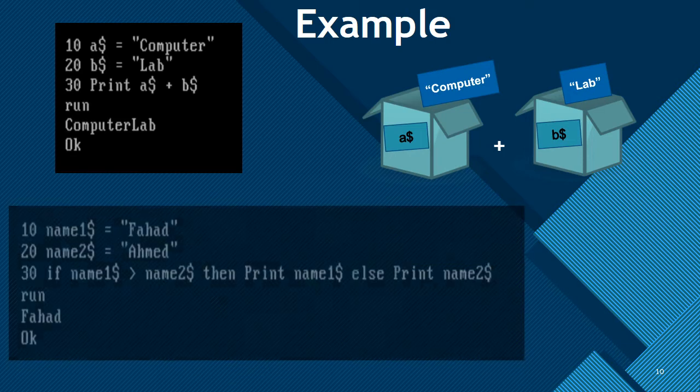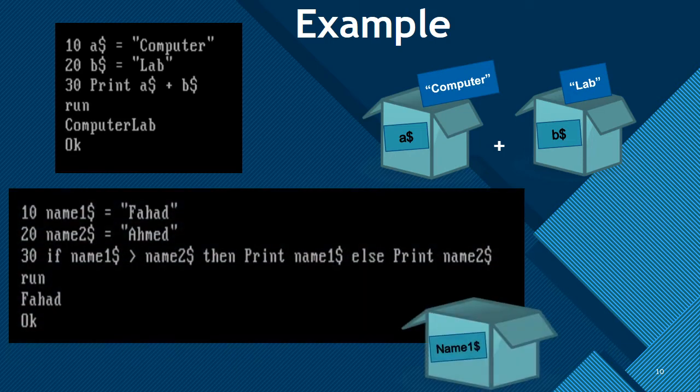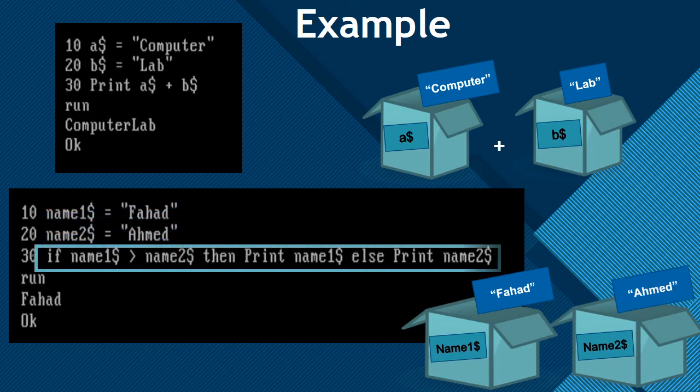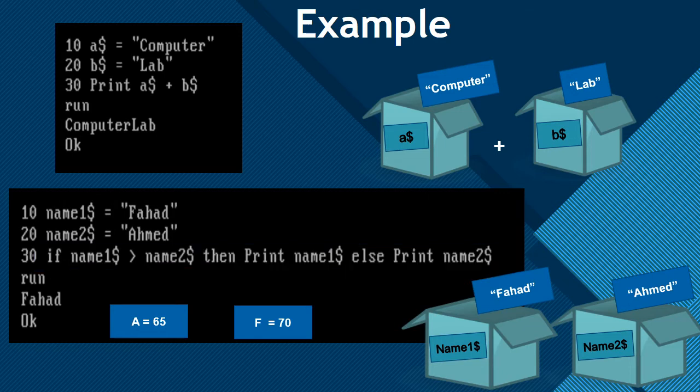The next example is comparison operation. For this, we are going to take a variable name 1 and store the name Fahad in it, and for name 2, we are going to store Ahmed in it. These both are strings, the names. And I have applied a condition to print the greater name. We cannot find which name is greater because these have the same number of letters. But remember one thing, every letter has an ASCII code and you have learned these ASCII codes in class 9. For capital A it is 65 and for capital F it is 70. It will check the first letters of each name and it will print the greatest one.